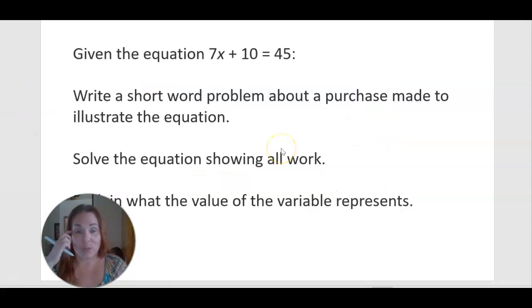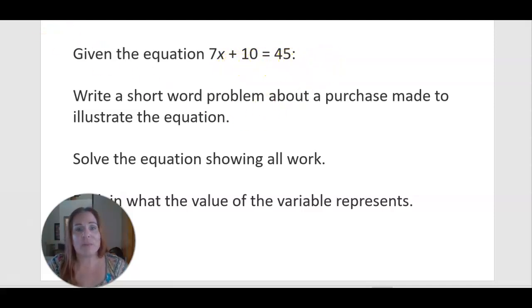So this is the second question for your DBA. We are given an equation, and we have to take this equation and write a short word problem about a purchase that we made to illustrate it, okay? So if I look up at my equation, I've got 7x plus 10 equals 45.